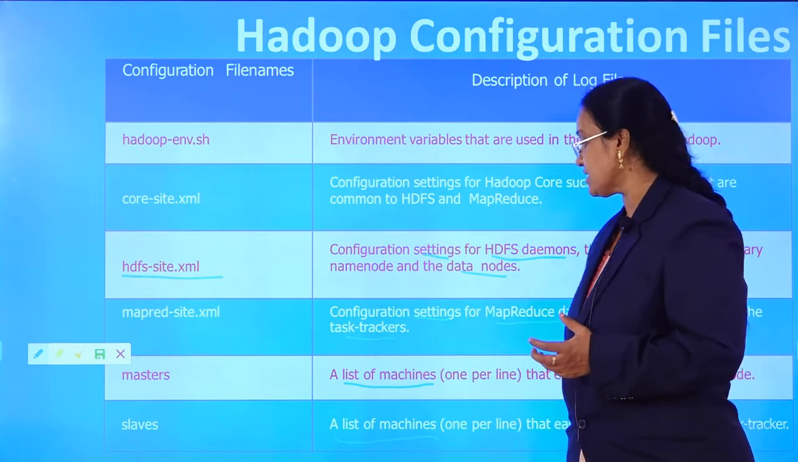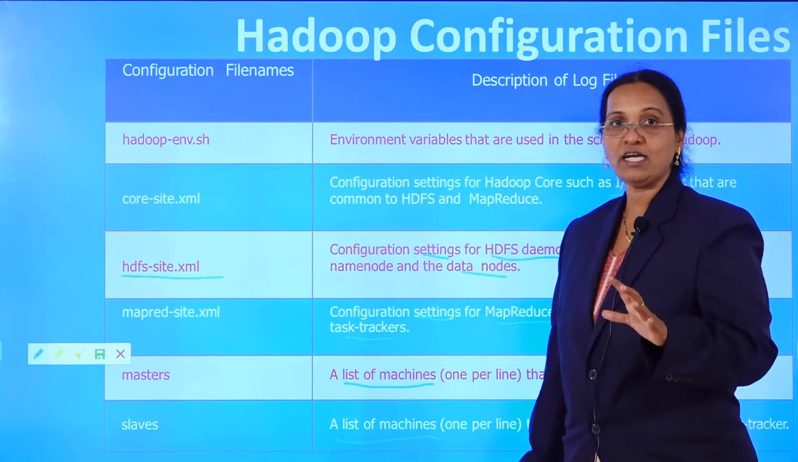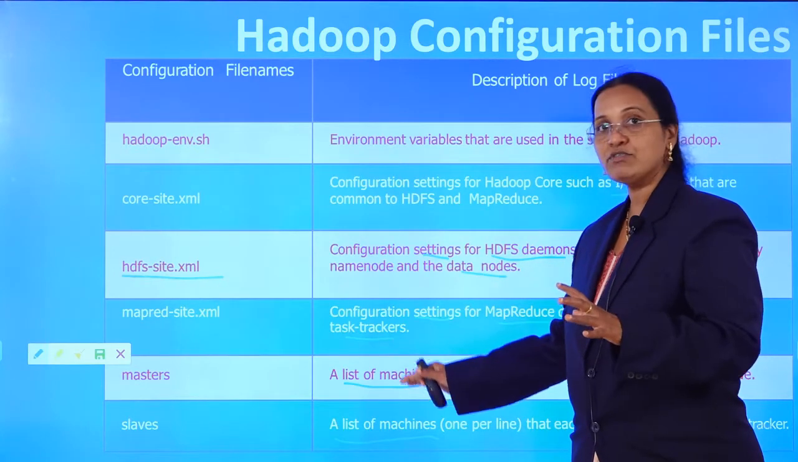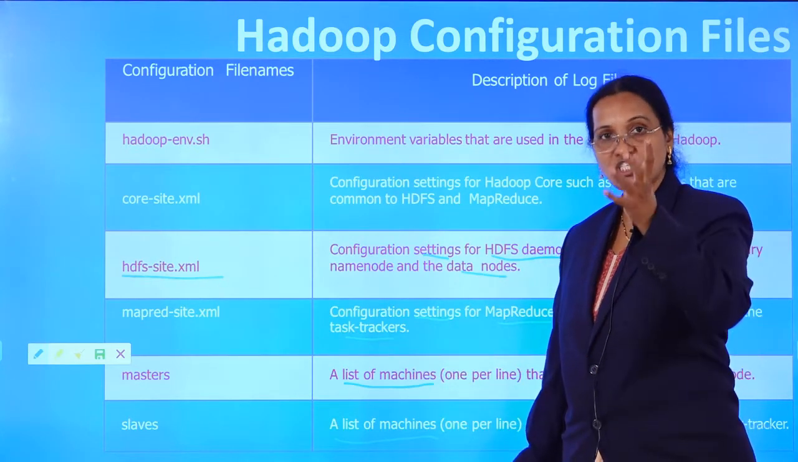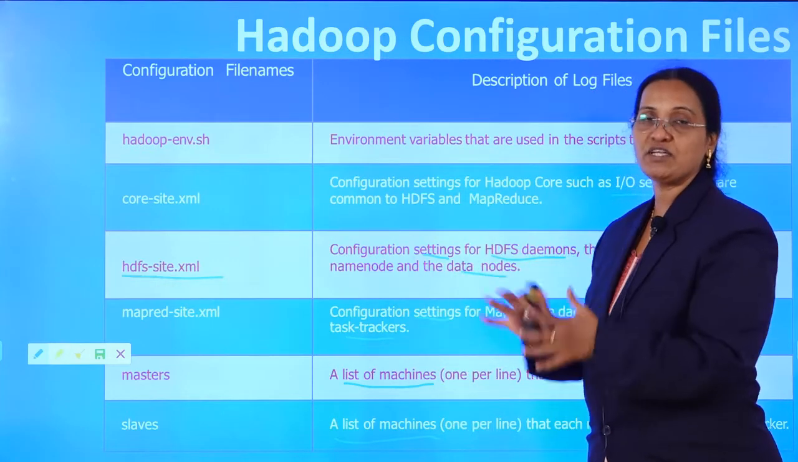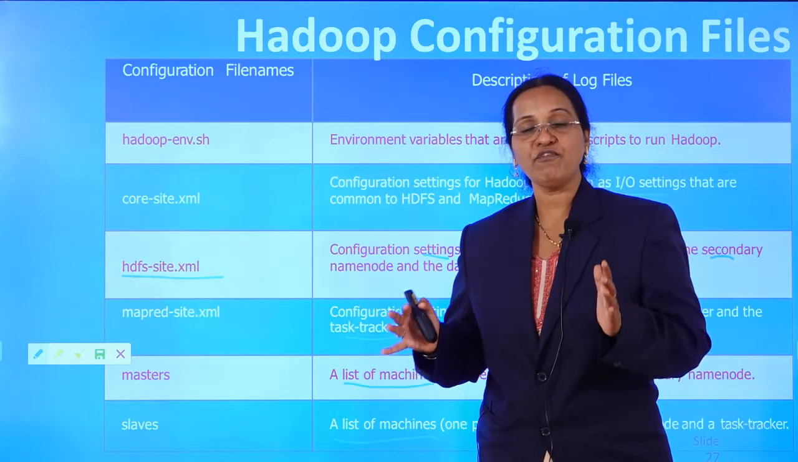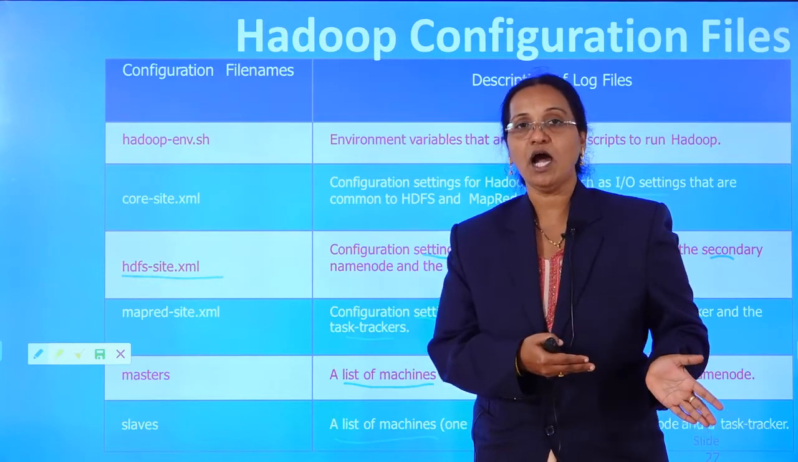The master consists of the list of machines. Of course, we will have only one master for one Hadoop cluster. And slaves are the list of slave machines or list of nodes which are available in that cluster. So, these are the configuration files. Let us see now how these configuration files will be available in Hadoop.